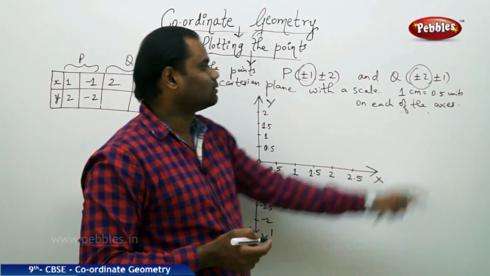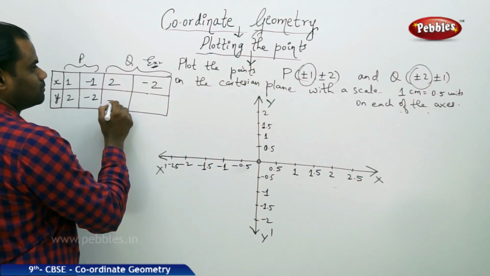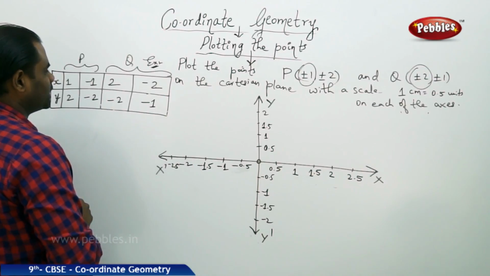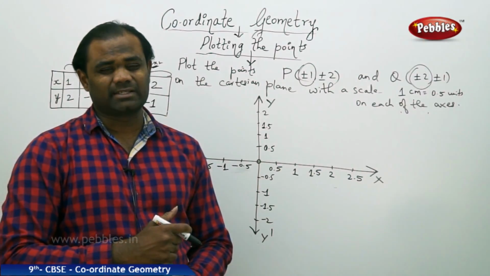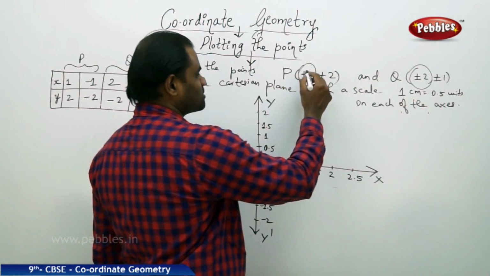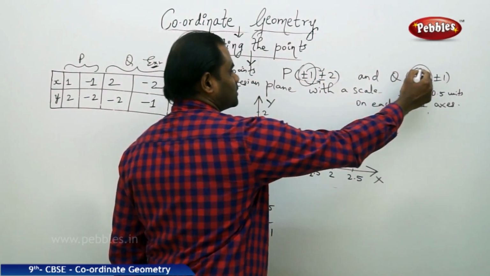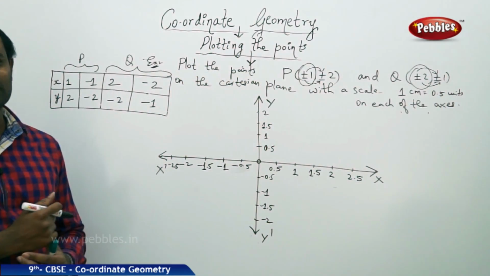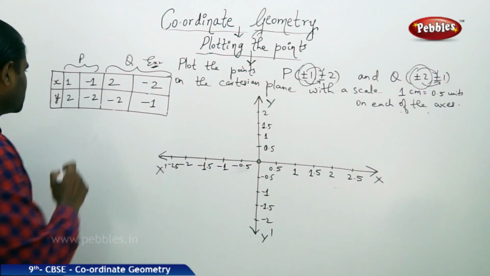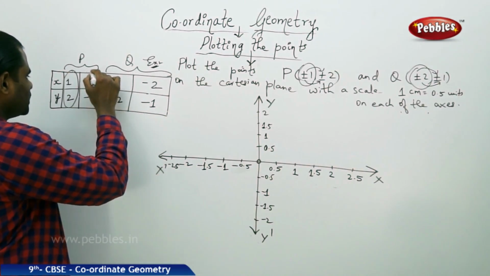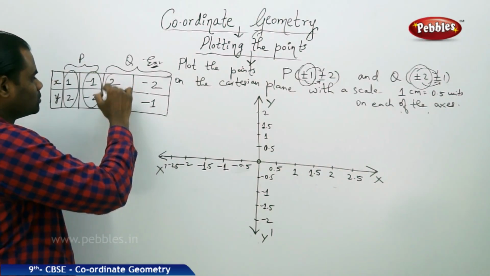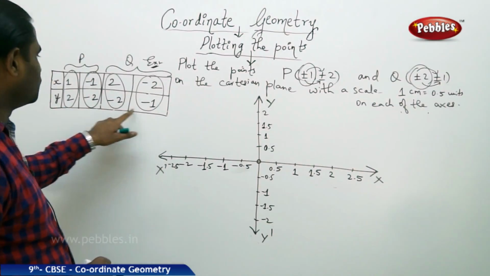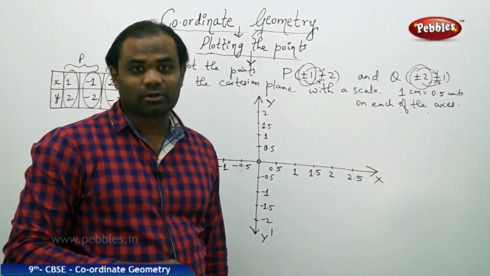Therefore, 2, 1 and minus 2, minus 1 is what we get as the coordinates. I take the plus or minus respectively for plus and minus. And therefore, I get 4 different coordinates for P and Q. So I get the points 1, 2, then minus 1, minus 2, then 2, minus 2, and minus 2, minus 1. So on the whole, I have 4 coordinates which I'm going to locate on the coordinate system.